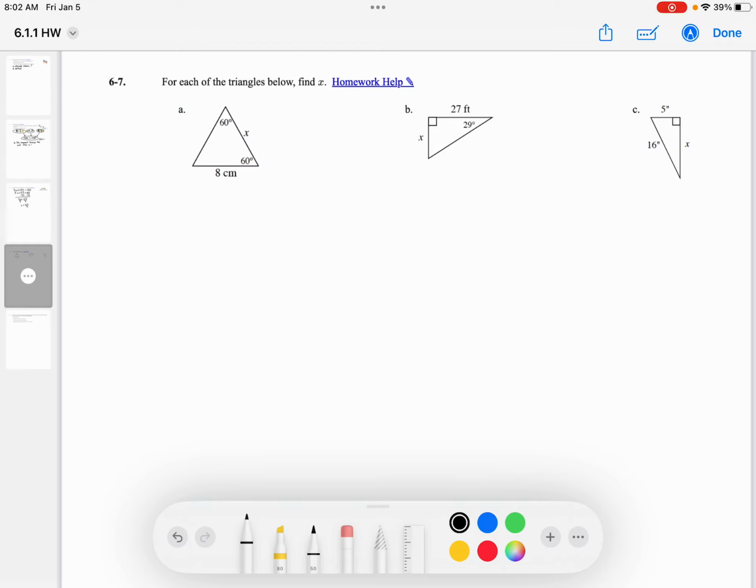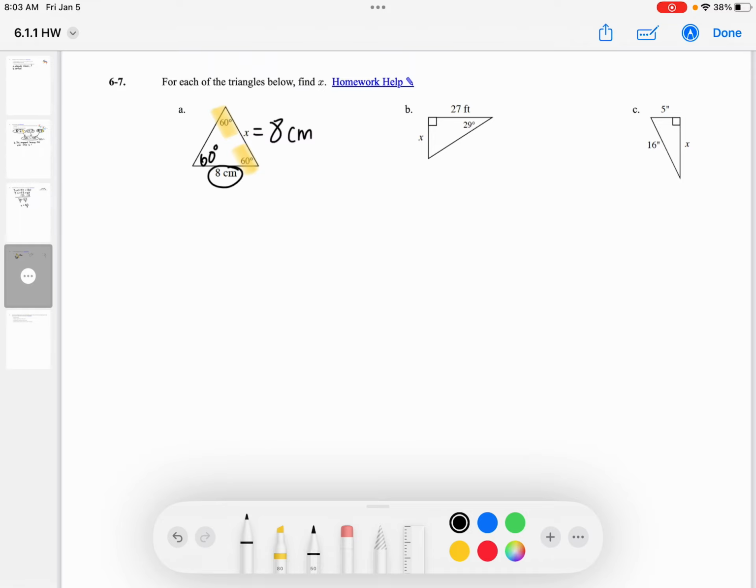All right, problem 6-7. For each of the triangles below, find x. Let's look at part A. I notice both of these angles are 60 degrees. So what do I know about this third angle using the triangle sum theorem? This is also 60 degrees. And what do we call a triangle where all of the angles are equal? It is an equilateral triangle, and we know that all the sides are going to be equal. So we know that x equals 8 centimeters without having to really write any equations.